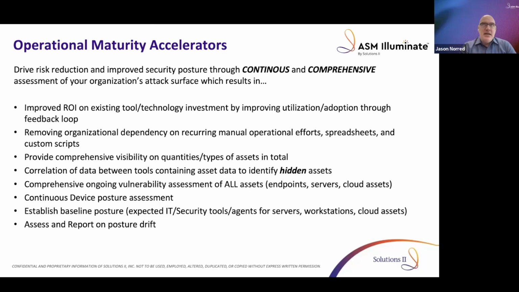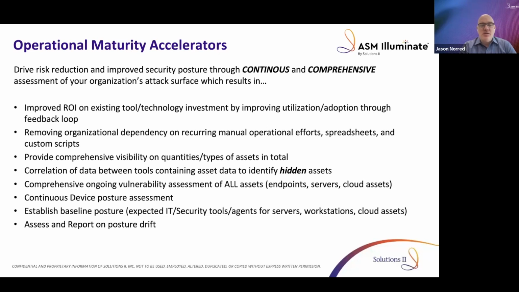In many cases, it came about due to a hidden asset, something that was unknown to the organization, some server that they thought had been decommissioned but was still on the network, some other asset, either IT asset or OT asset, that was on the network, that was part of the attack surface and was unknown and therefore accepted risk to the organization.